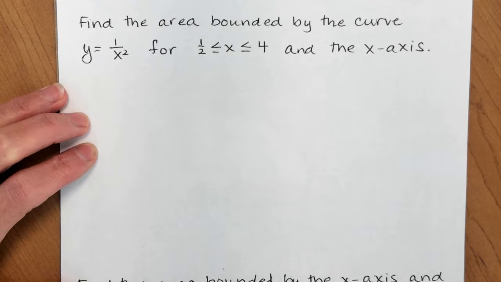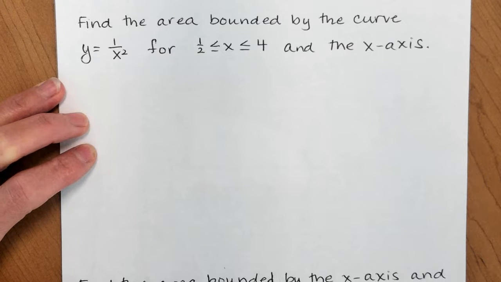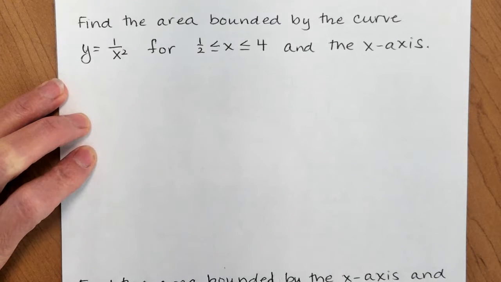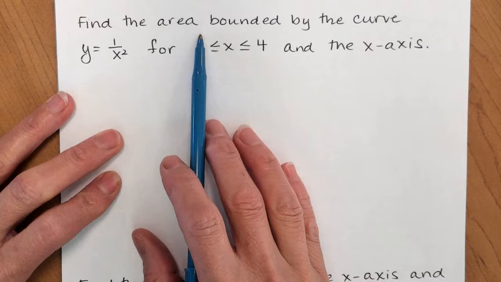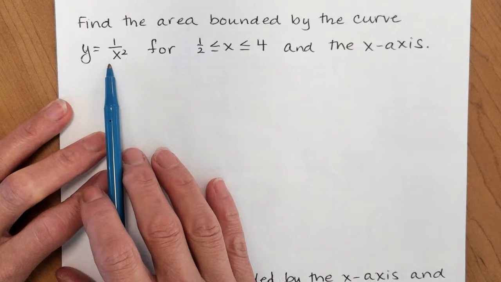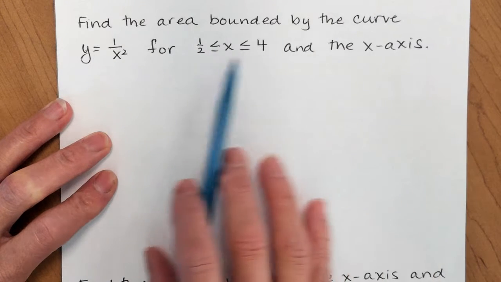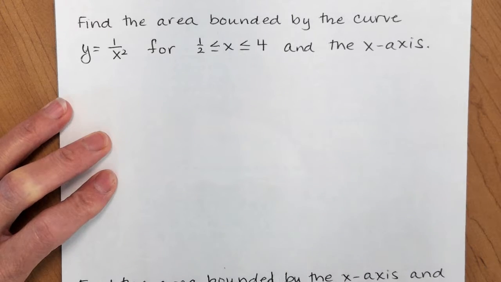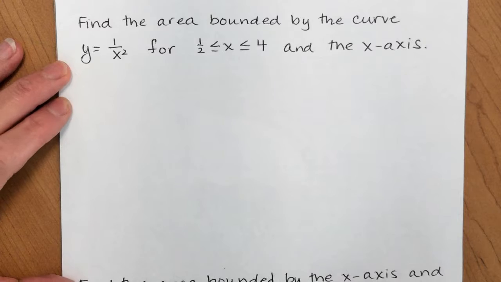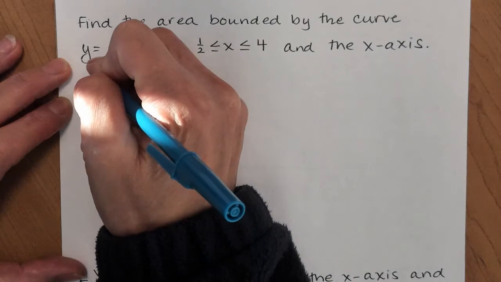In this video, we're going to talk about area bounded by a curve and the x-axis. So in my first example, I'm going to find the area of the region that's bounded by y equals 1 over x squared and the x-axis between x is 1/2 and x is 4. So first we're going to start by drawing a graph of what we're looking at.